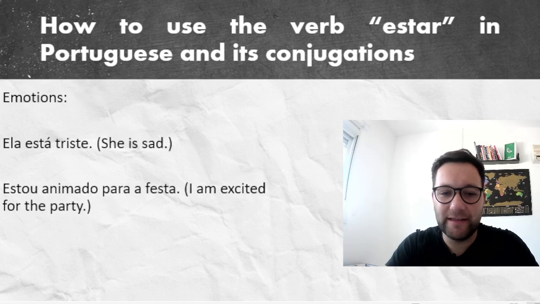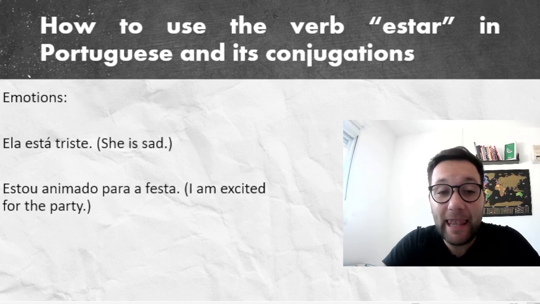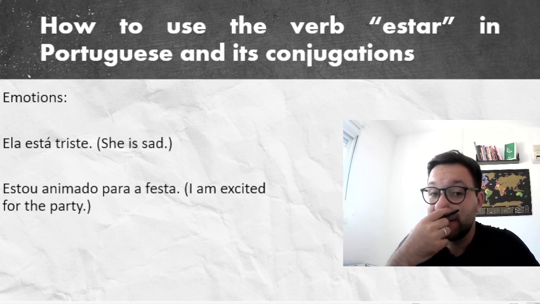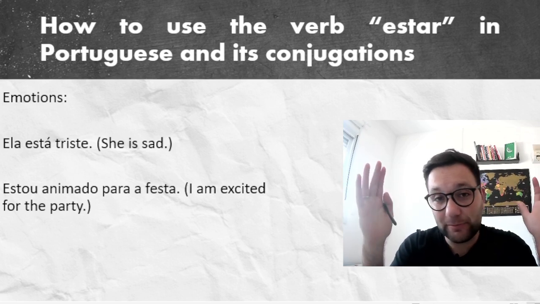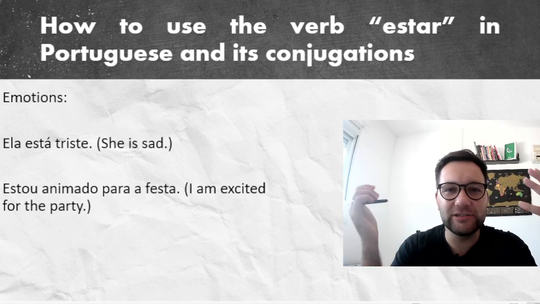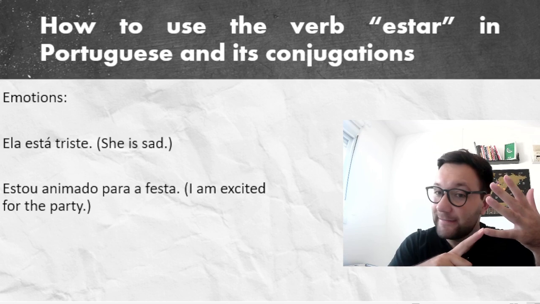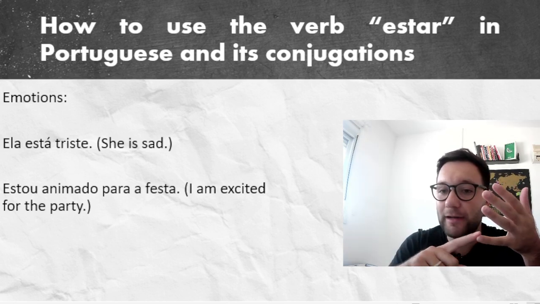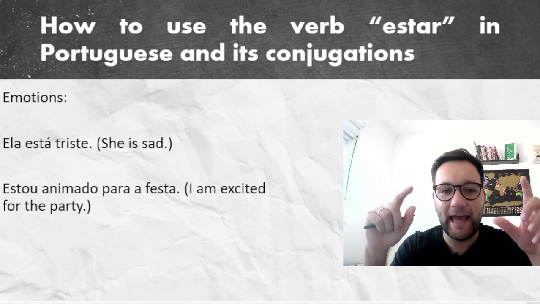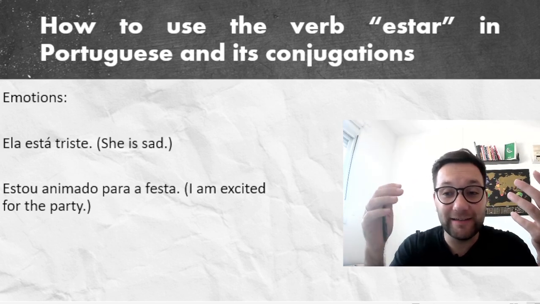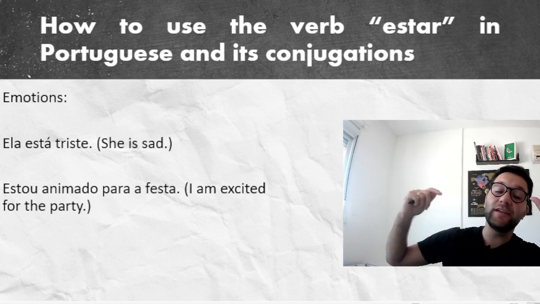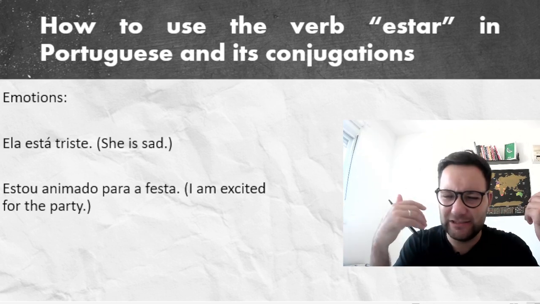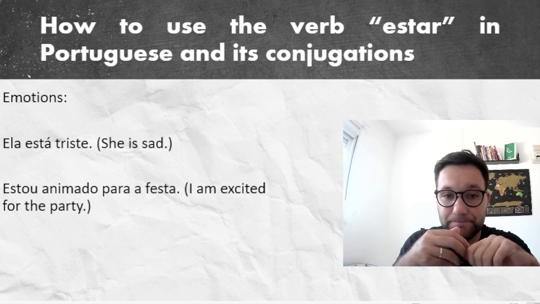Yes, temporary states and emotions are the synonymous. Ela está triste. She is sad. If you use the verb ser here, means that all her life she is sad. Okay, can you see the difference? Because the verb ser we use for things that never change, like I am a Brazilian. My nationality, my name, eu sou brasileiro, eu sou Eloilson. And if you say, ela é triste, I will understand that she is always sad. She is a sad person. Because this you need to use ela está triste. She is sad now, today, at this moment.